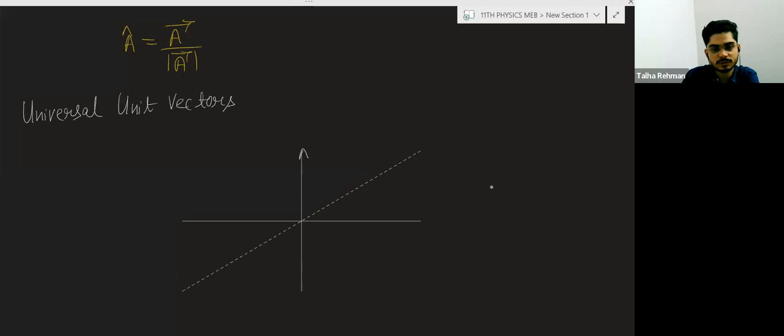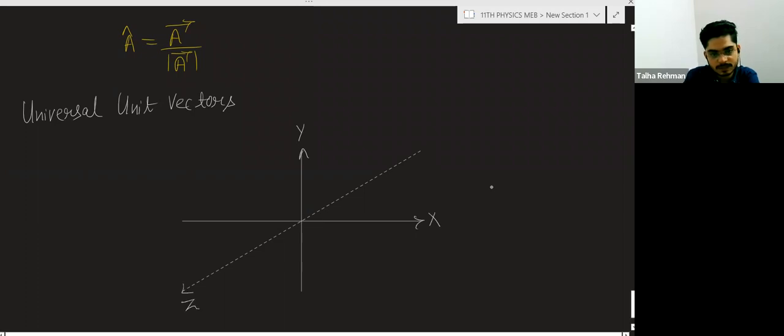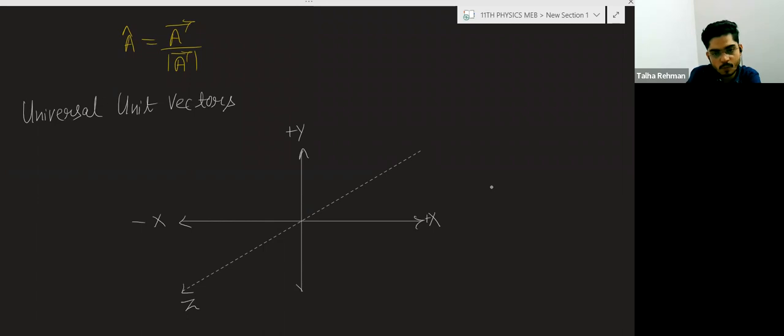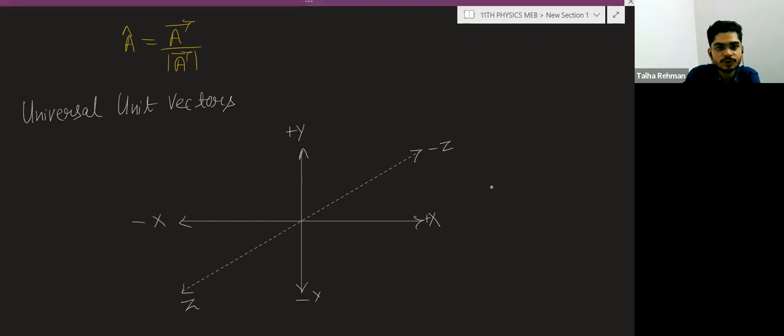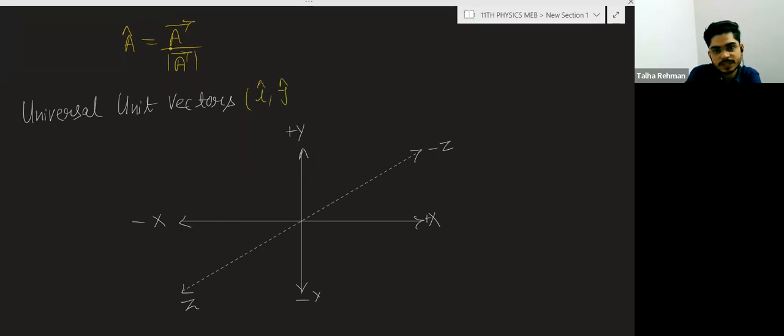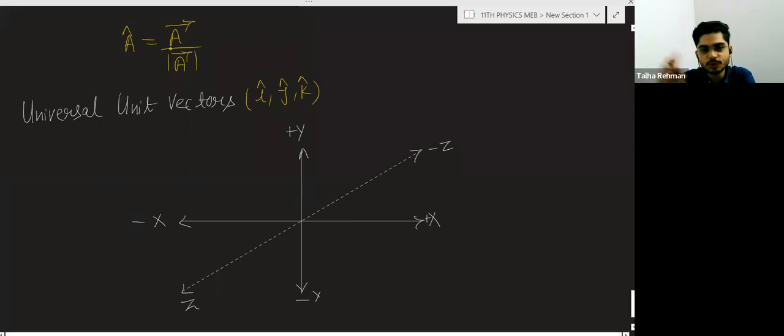Suppose this is the y-axis, the x-axis, and this is the z-axis. This is plus y, plus x, and this is minus x, minus y, minus z-axis. So the universal unit vectors are represented by i cap, j cap, and k cap, and they are unit vectors, meaning they have magnitude 1.